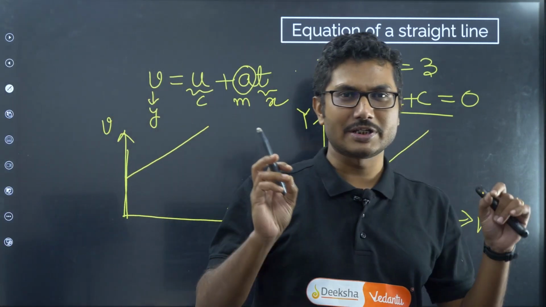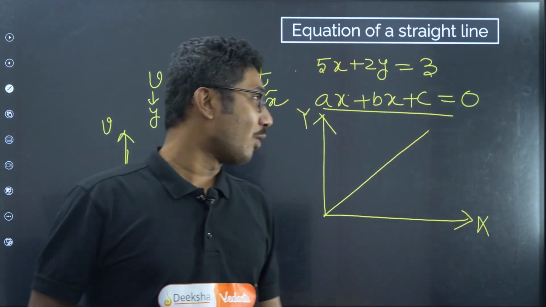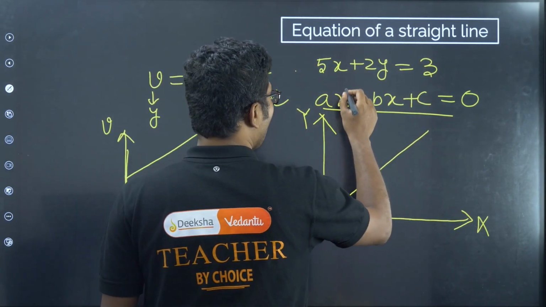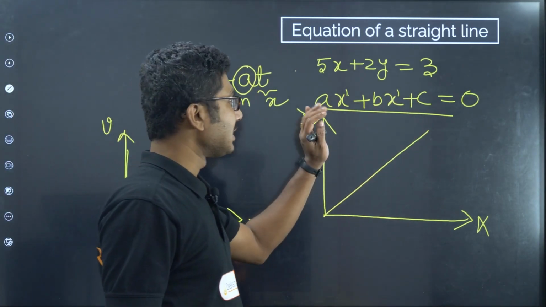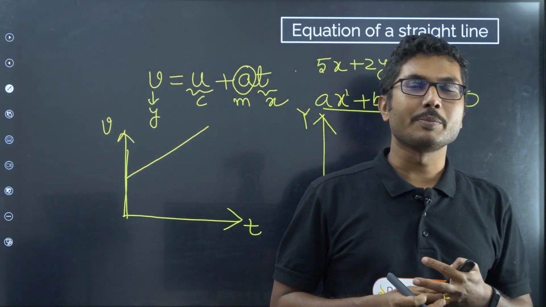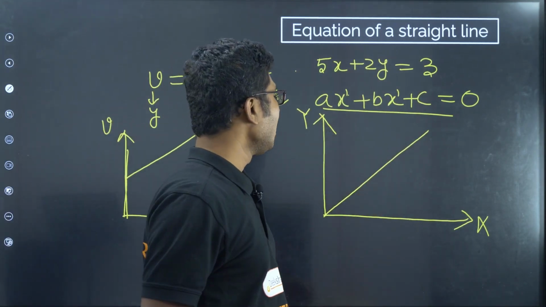Whenever an equation is given, if the power of x and y are only 1, then it is a straight line. If the power is other than 1, then it may not be a straight line. You have to simplify and check if the powers are 1 or not.